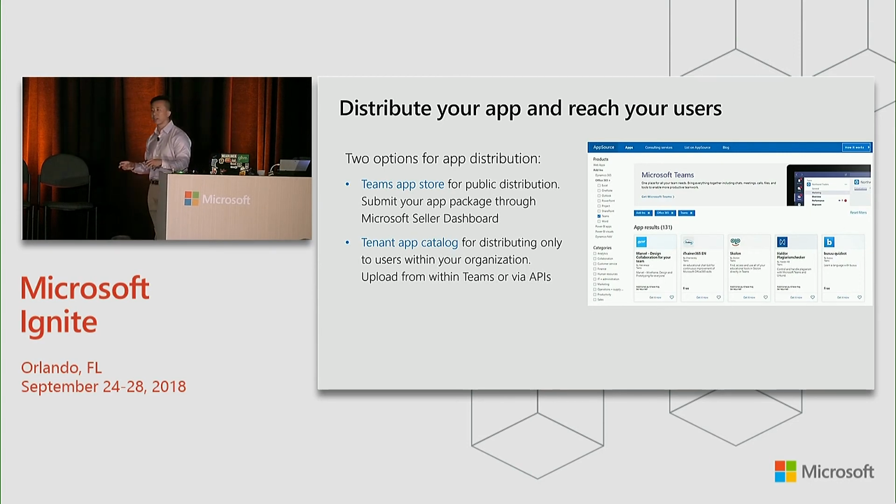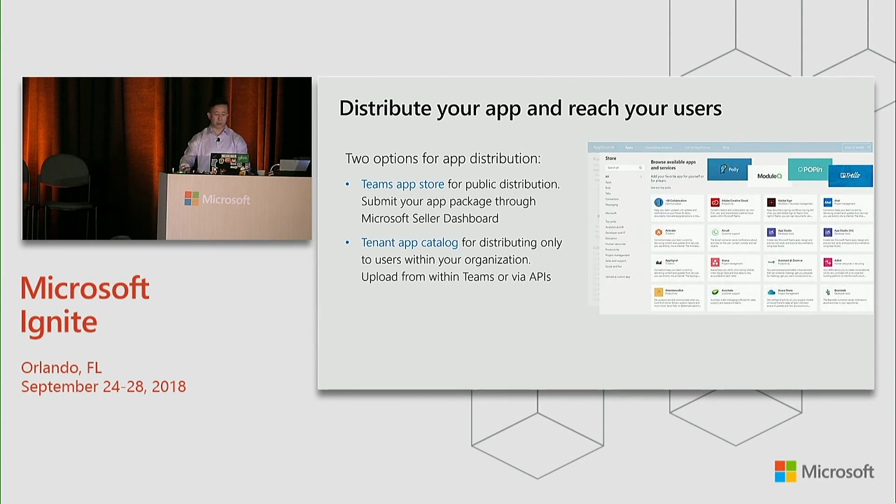AppSource is a top-level marketing website that features all of the partner and ISV-built solutions for Microsoft across all the different workloads. So you submit your app, and it'll show up in both of those places. And secondly, which is maybe a little bit more relevant for folks in this audience, is the tenant app catalog. I showed earlier how you can use the Graph API to automate publishing into that.